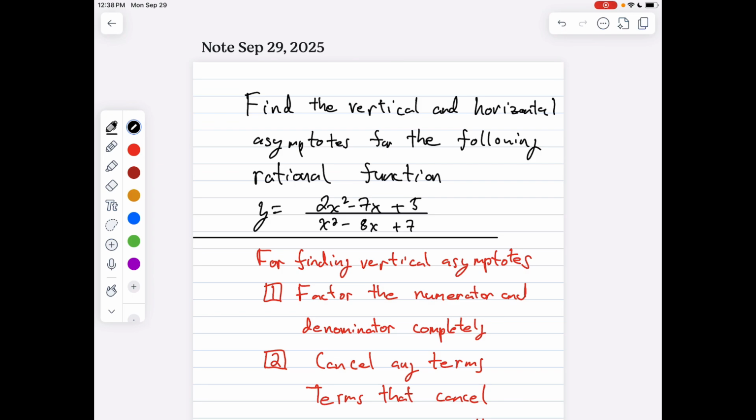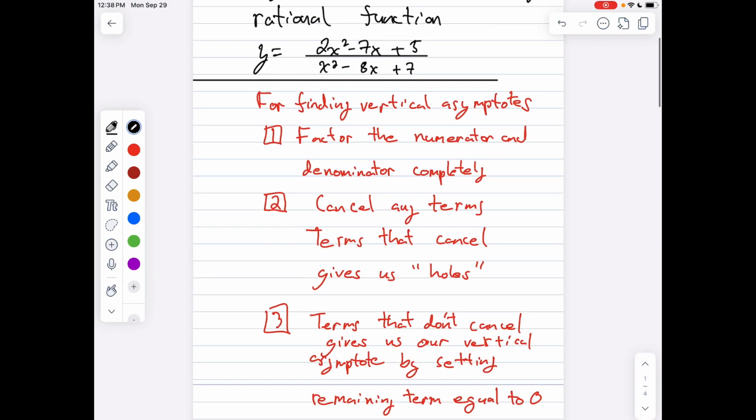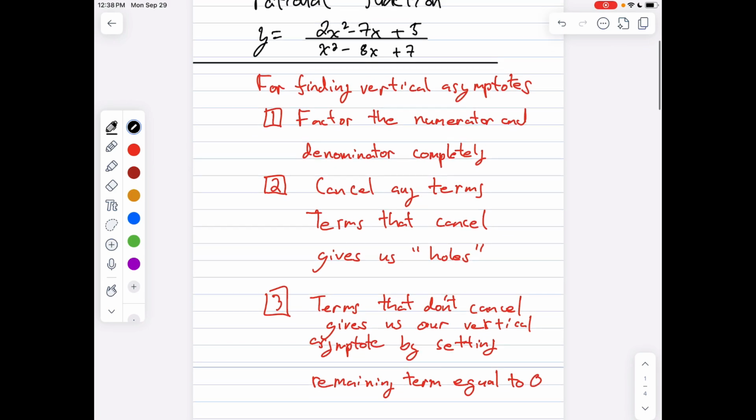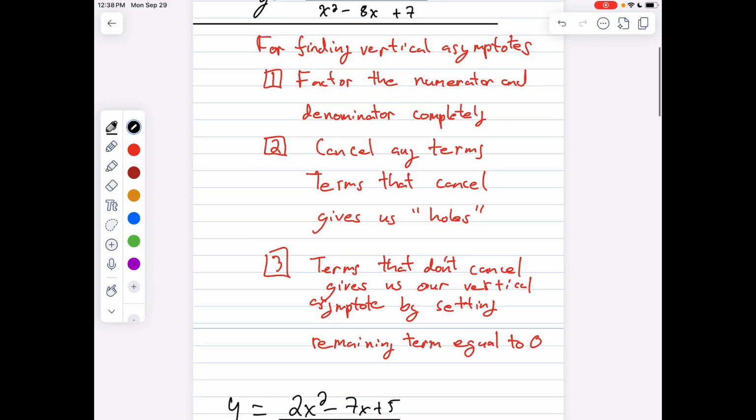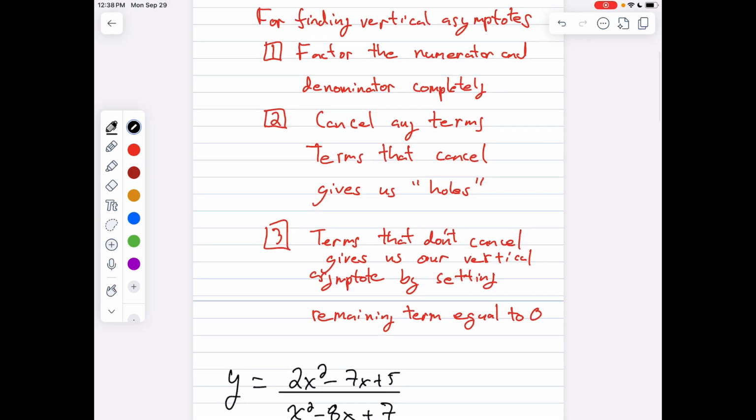All right, now what I'm about to go over is just a general way of finding vertical asymptotes for a rational function. A rational function is basically one polynomial over the other. Here's how we do this. You're going to try to factor your polynomials as much as possible, for both the numerator and the denominator. And after that, we're going to cancel any terms that are in common.